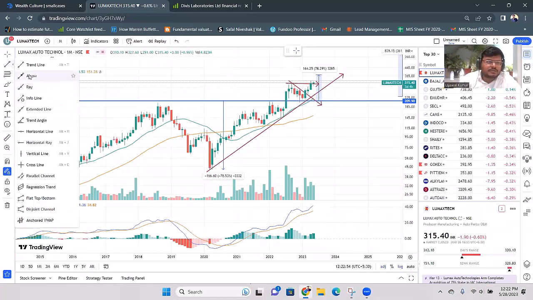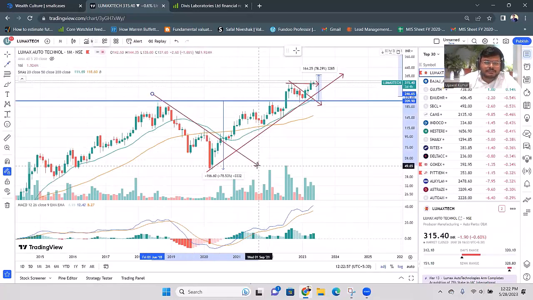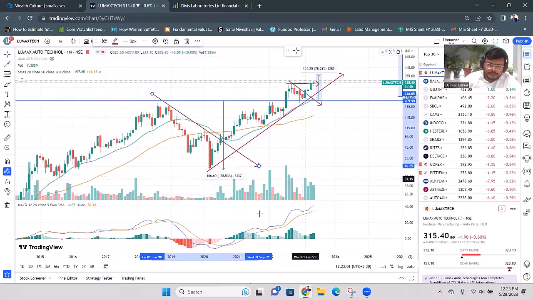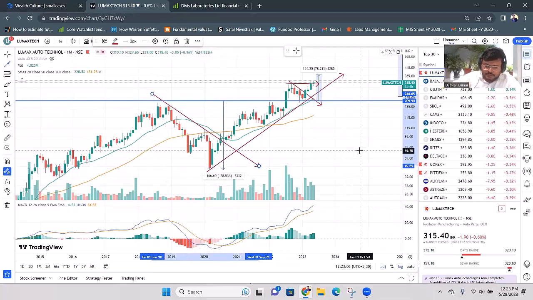So this is your breakout. So this is your breakout here. Yeah. So what happened was that on the monthly chart, there was a pullback. As you can see, this is a very clear pullback. The MACD line came down below the zero. So this came down below the zero.